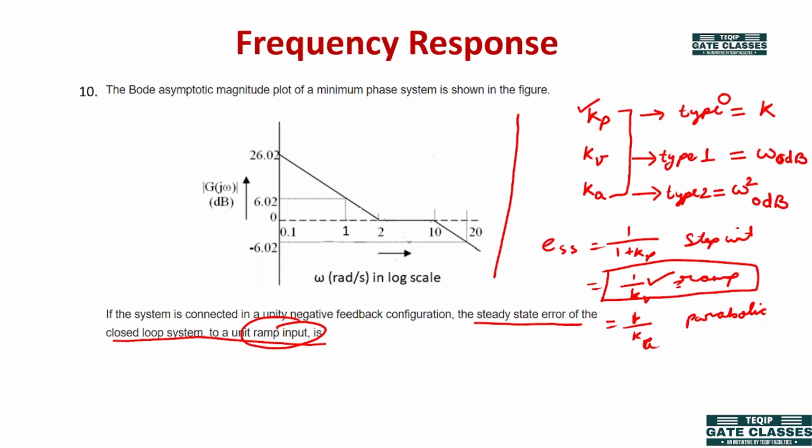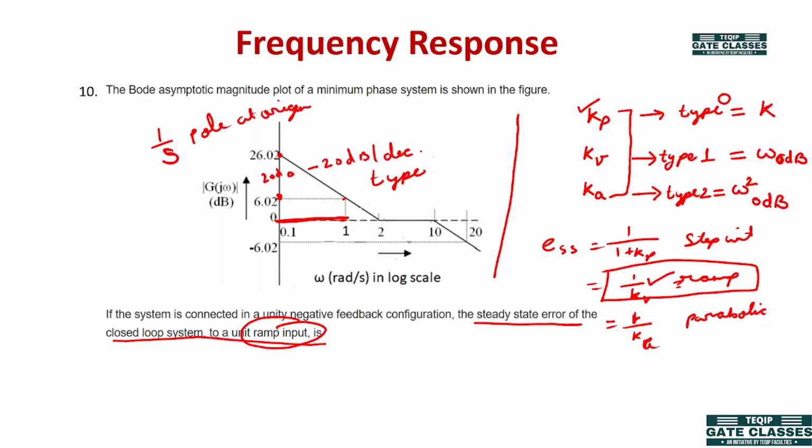So let's examine the Bode plot. Here we have initial slope as minus 20 dB per decade. As we can see, this difference is 20 dB and this is 1 decade, that is omega is equal to 10. Okay, so this slope is minus 20 dB per decade. So we have initial slope as minus 20 dB per decade. That means this is a system of type 1, that is, it contains a pole at origin.